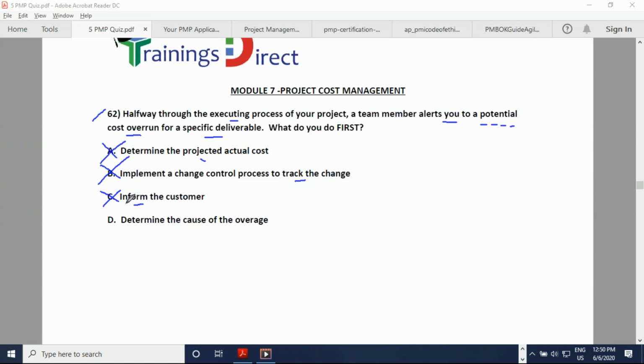Therefore, C is not a good option at all, as you can expect. D is the only one. Determine the cause of the overage. Why is it likely to overrun? This seems to be the more reasonably correct answer. Then we can go ahead and maybe look at D, A after this.